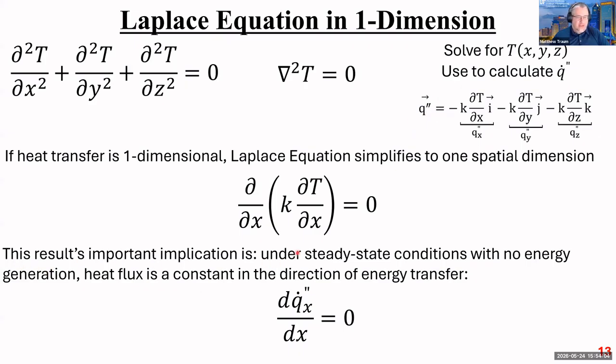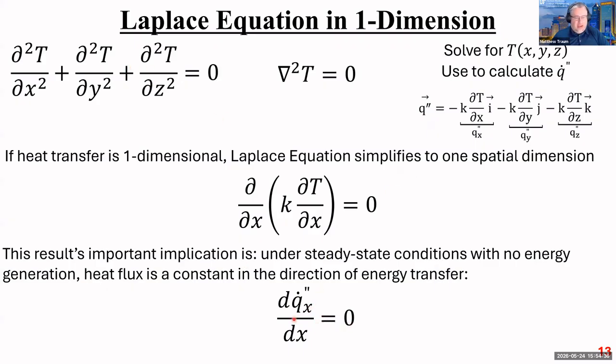One important result is that under steady state conditions with no energy generation, heat flux is constant in the direction of energy transfer, right? So, key thing, heat flux is constant in the direction of energy transfer. And how do you know that? Because if I take the second derivative of temperature with respect to x, that is the first derivative of heat flux with respect to x, which is 0, right? Because this is 0. So that's 0.